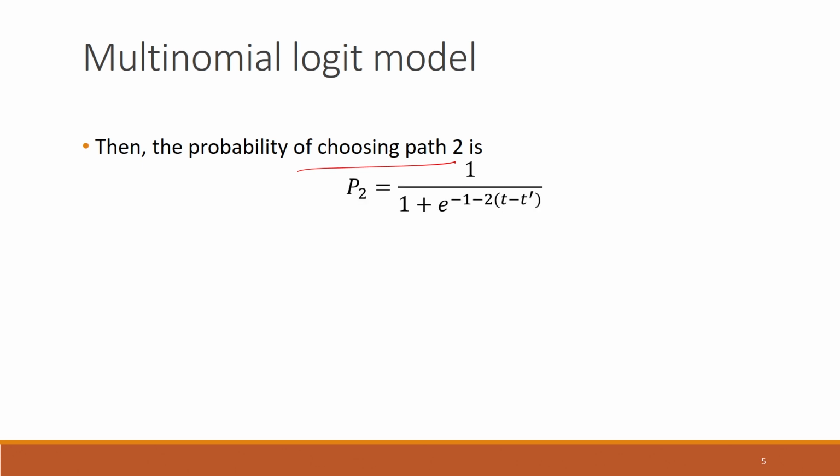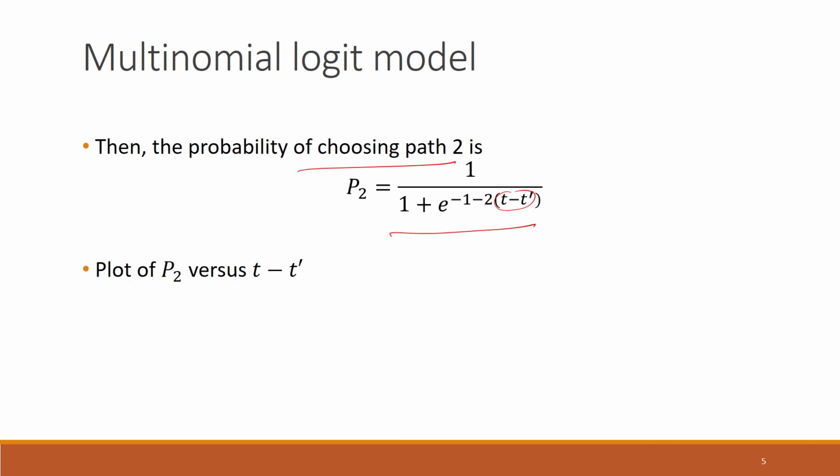It is 1 divided by 1 plus e to the power minus 1 minus 2 times t minus t dash. Okay. So, we have divided by this e to the power v2 on the numerator and the denominator, and this is what we get here. So, you can see here that the probability of choosing the second alternative is actually only the function of t minus t dash, everything else is a constant here. Okay.